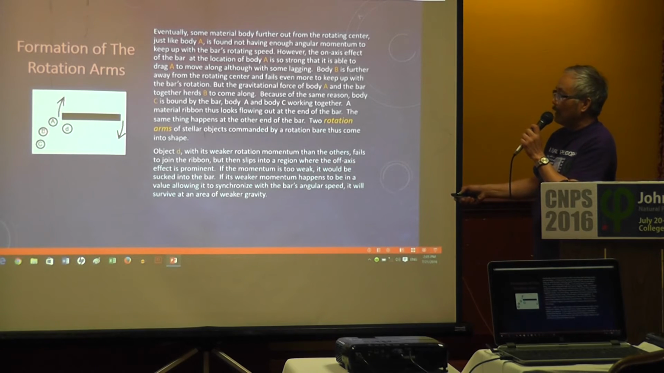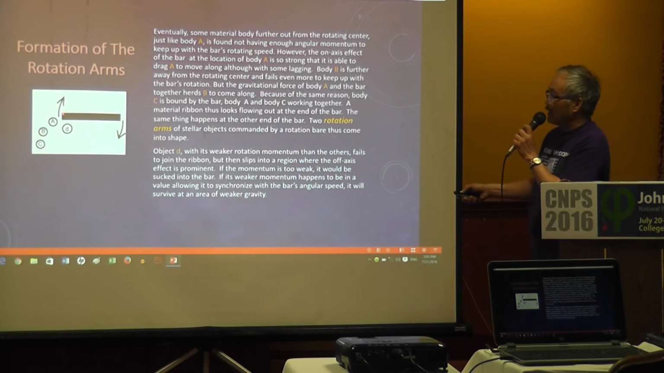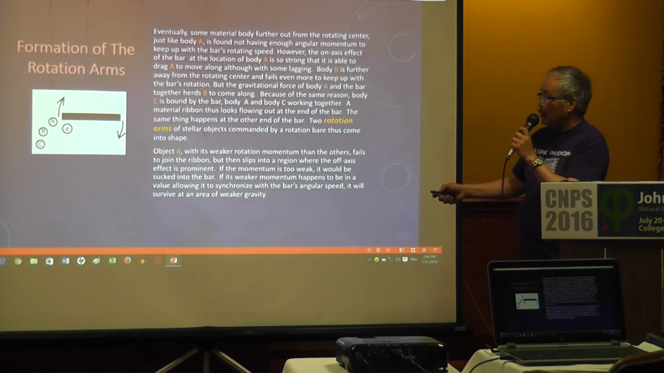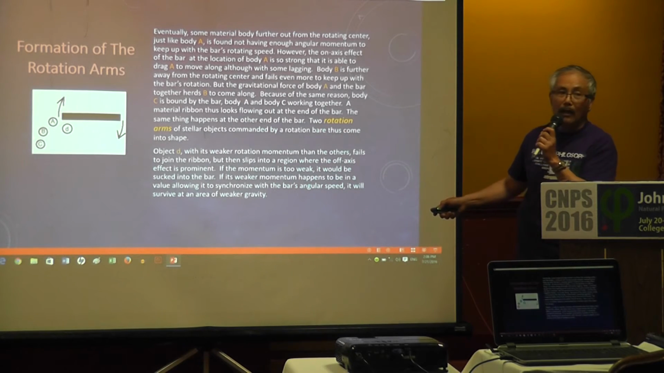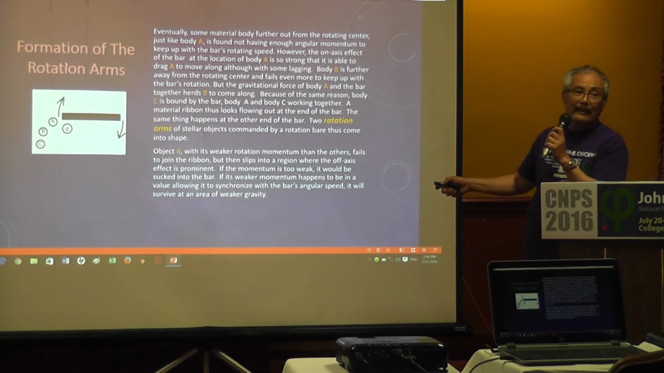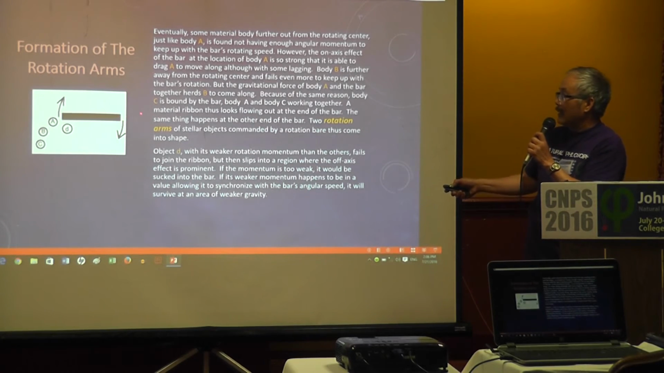And then further away, B is lagging even more behind. However, the on-axis effect of the bar and A's gravitational force together grab B to move together. For the same reason, C is also grabbed together. So gradually, we will see a ribbon of material flowing out of this bar. At the other end of this bar, you can expect the same thing happening. There is another ribbon of material falling out.